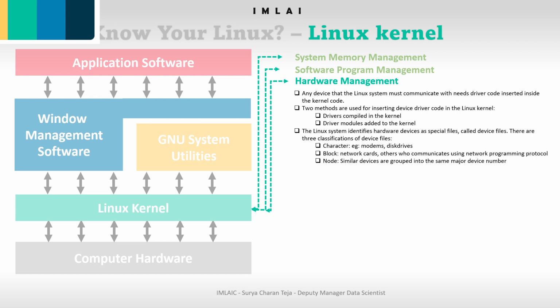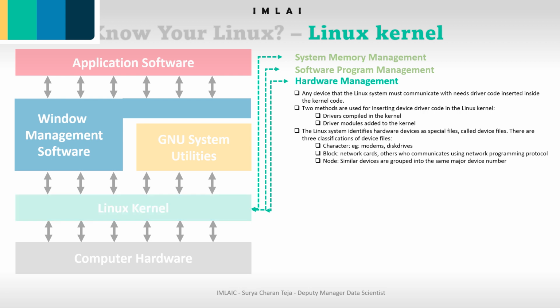First one is character. Character device files are for devices that can only handle data one character at a time. Most types of modems and terminals are created as character files. Block files are for devices that can handle data in large blocks at a time, such as disk drives. Now the second one is block.